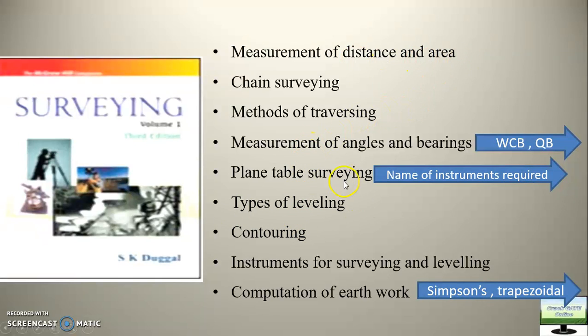Other than this, leveling, you can see what is the backsight, what is the foresight, which reading you take first. When you assemble your leveler, what is the first reading you take? Is it backsight or foresight? So this is how you study. I hope you got the point.